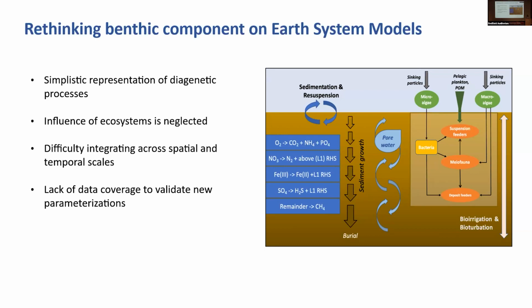So there are many difficulties with building a model. The influence of ecosystems in most of the models that are used is neglected. The representation of diagenetic processes in Earth system models and most of the biogeochemical models is very simplistic. And there's a huge difficulty integrating across spatial and temporal scales.